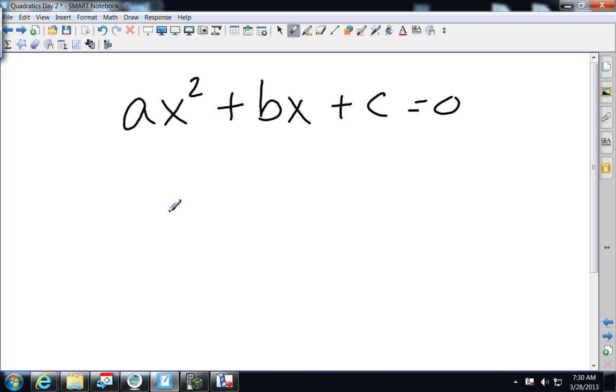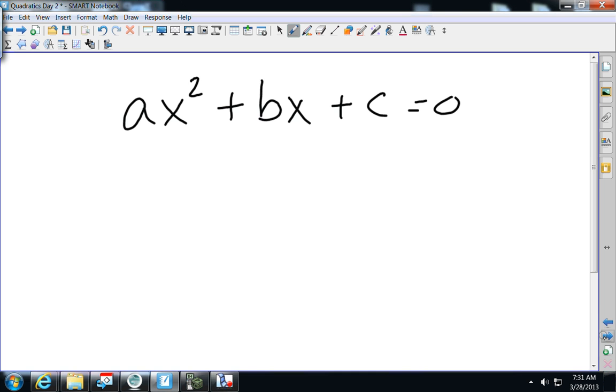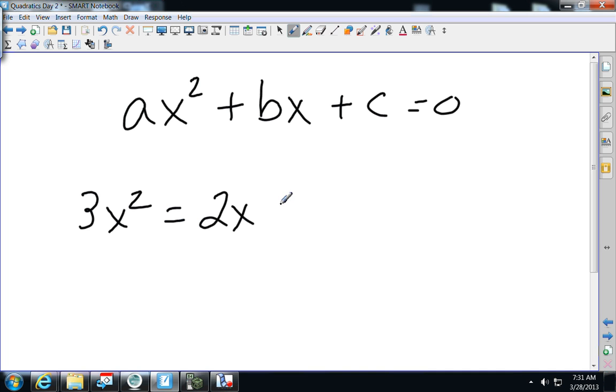When we're trying to move everything over so that it's all on the same side of the equation, you want to make sure that your x squareds are positive. It's easier that way. All right, so the first one, let me write that. 3x squared equals 2x plus 4. Okay, my 3x squared is positive right now.